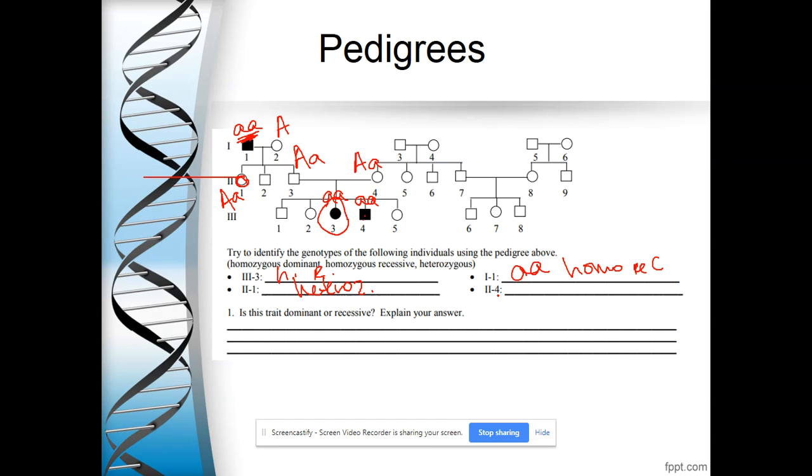And then generation 2, individual number 4, talked about that too. In order for these two parents to have children that are affected, they both need to be heterozygous. So that parent is also heterozygous. Is the trait dominant or recessive? Definitely recessive, because we saw it in an offspring generation, but not in the parent generation just prior.